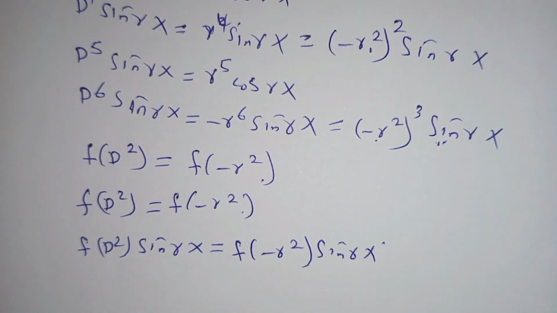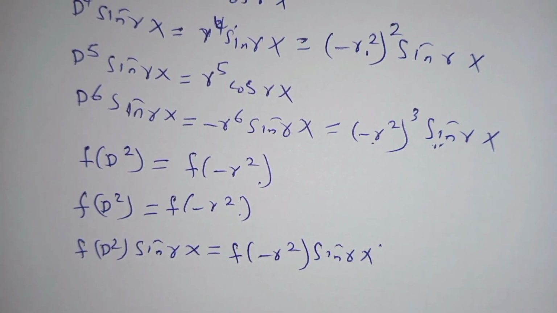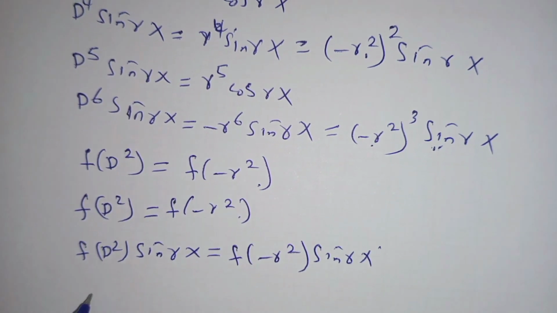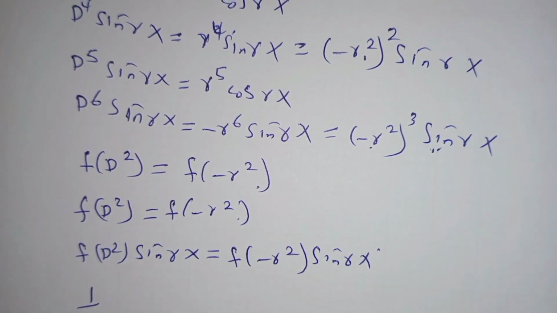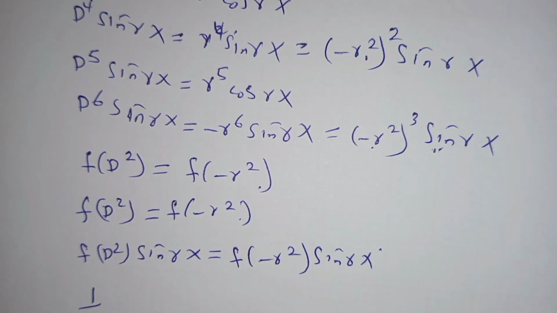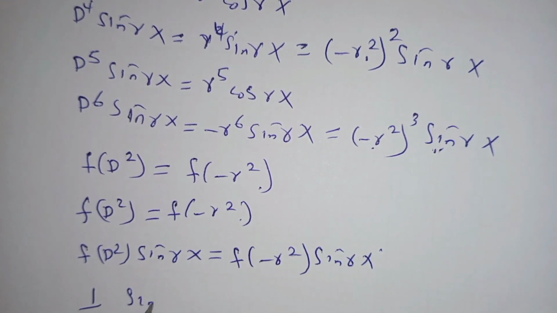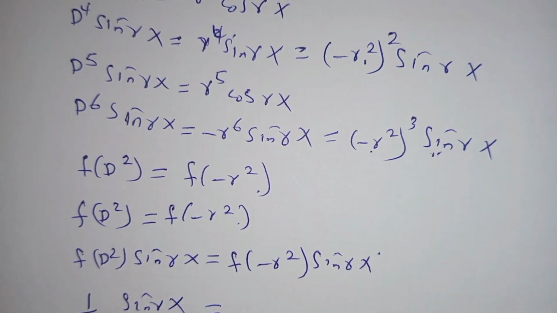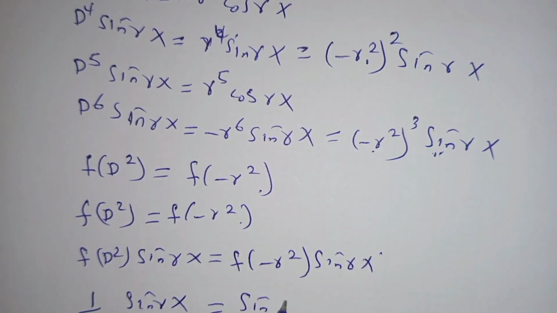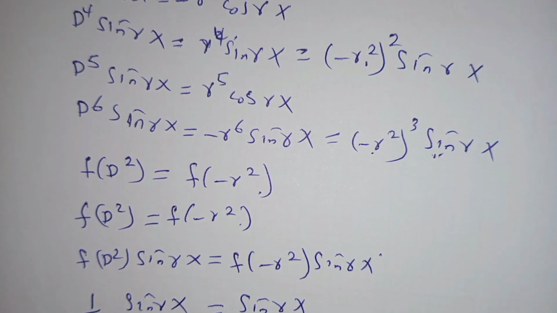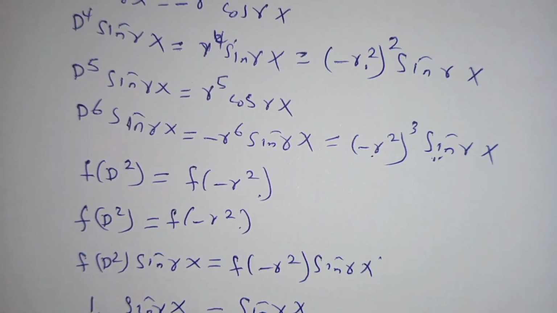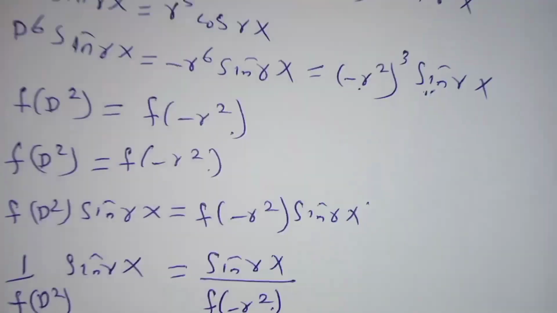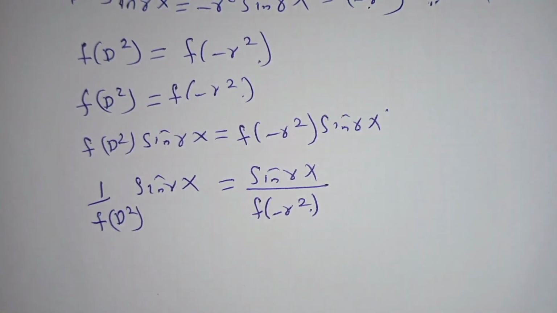So it follows that 1 over f of D squared of sine of rx is equal to sine of rx divided by f of negative r squared.